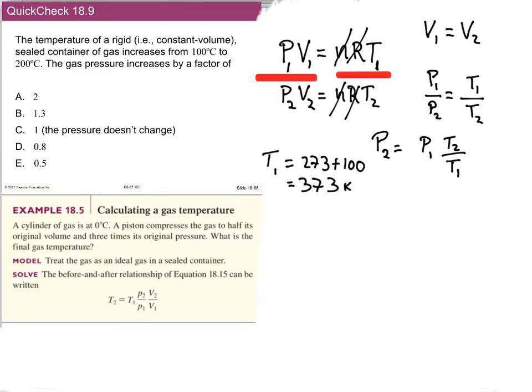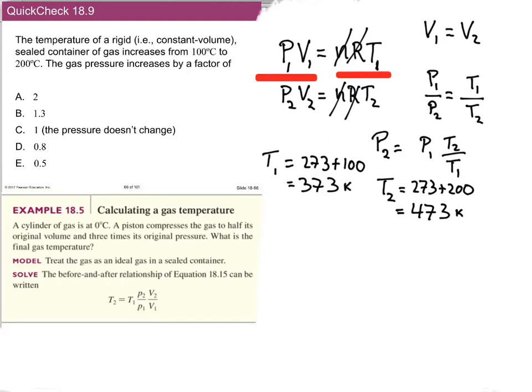Now here you have to be very careful because PV equals nRT only works if you're dealing with temperature in Kelvin, not in Celsius. So we need to calculate what's the T1 temperature in Kelvin. So T1 is 100 Celsius, so that becomes 373 Kelvin. T2 is 200 Celsius, so that becomes 473 Kelvin.